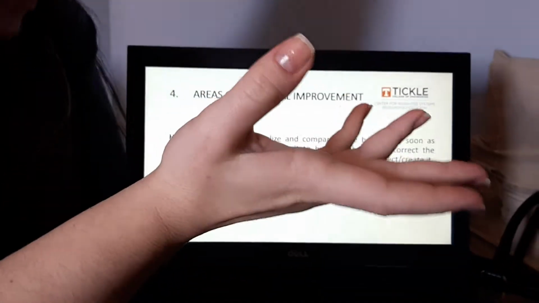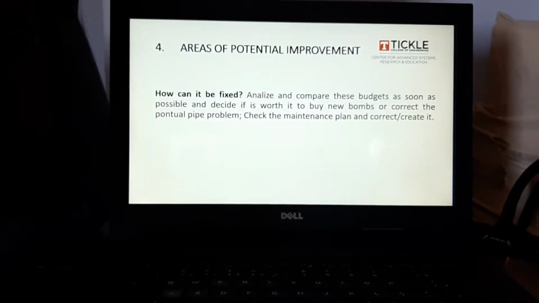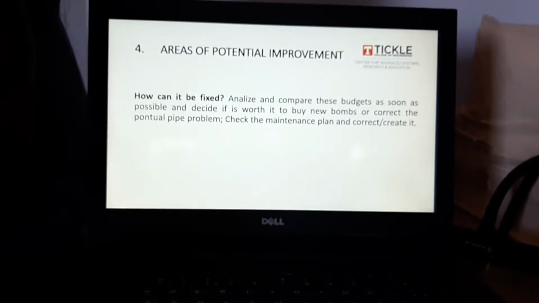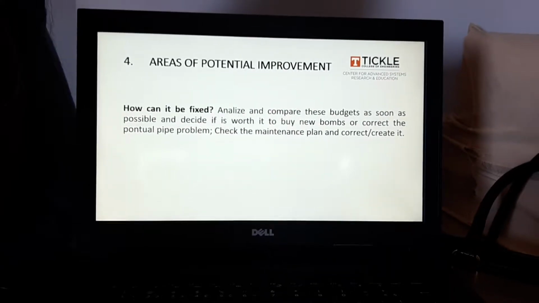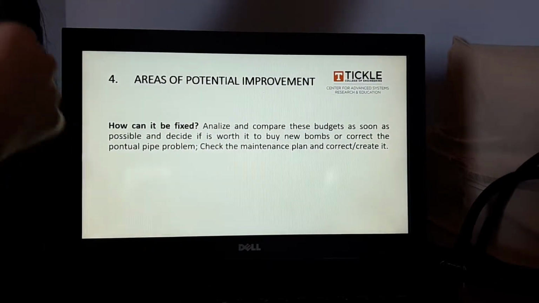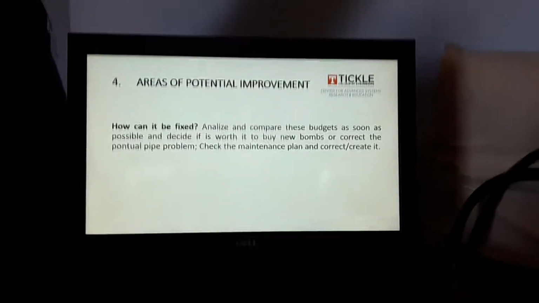how can it be fixed? We need to analyze and compare this budget as soon as possible and decide if it's worth it to buy new bombs or correct the punctual pipe problem, okay? It's a maintenance problem, so the maintenance group needs to check it, okay?